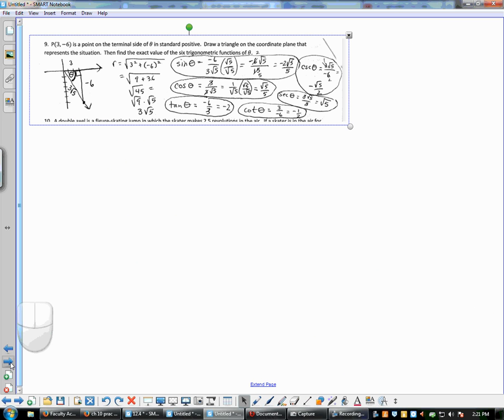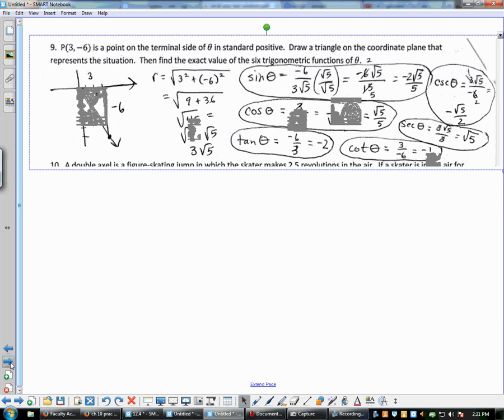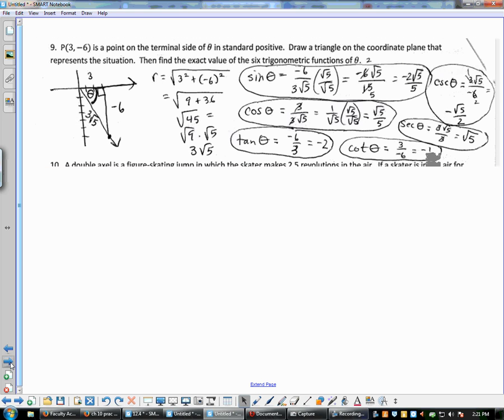All right, let's take a look at number 9. For number 9, it says (3, negative 6) is a point on the terminal side of theta in standard position. Draw a triangle on the coordinate plane that represents the situation. Then find the exact value of the 6 trig functions of theta. All right, so all of this starts off with a good sketch. If you're not drawing a good sketch, that is going to be a problem.